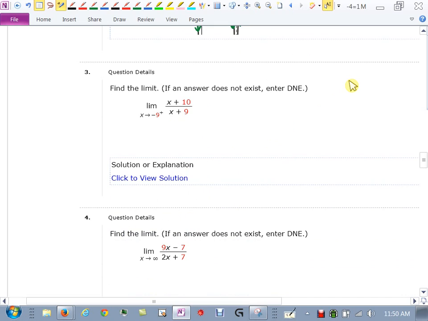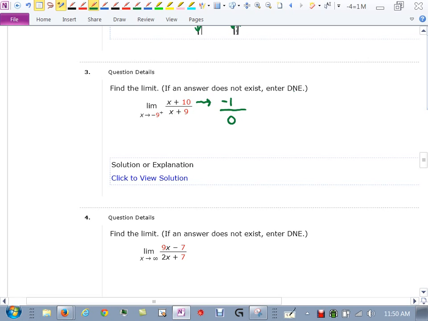All right, find the limit. If the answer does not exist, say it does not exist. So we want to approach negative 9 from the right. What happens if I plug negative 9 in here? Negative 9 plus 10 is negative 1, over negative 9 plus 9, that gives me 0.